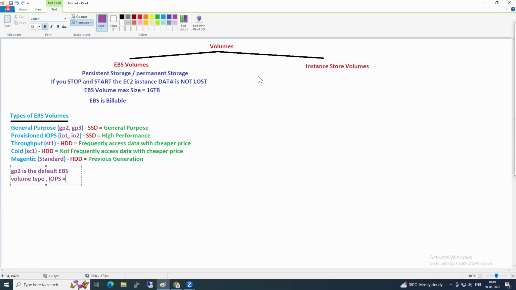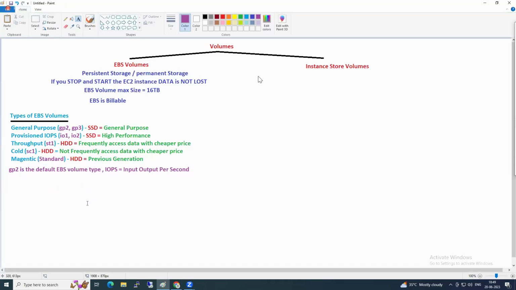What is the full form of IOPS? Input output per second. So how much input output should you get from your volume? That is IOPS. Let's assume you have a hard disk. IOPS is nothing but how many inputs you are giving and how many outputs you are getting from the hard disk, correct? So for GP2, you need not specify how many inputs and outputs.